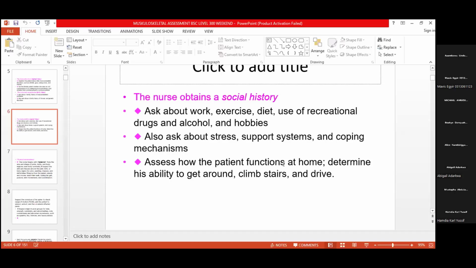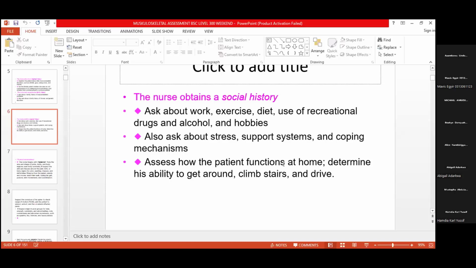You also ask about stress. Stress also affects the rate at which minerals move into the bones. If you are the type who is more stressed, then we need to know why you are experiencing joint pains early because of the stress. Support system: do you have people who support you at home, at workplaces? And coping mechanisms: what are your coping mechanisms?